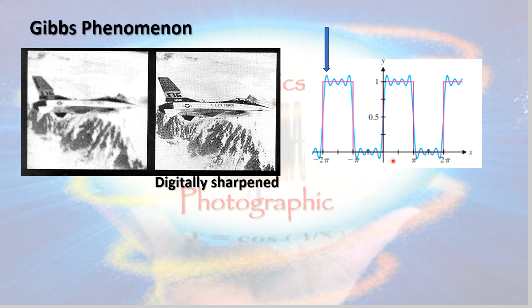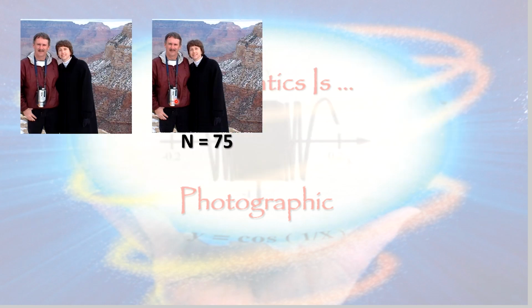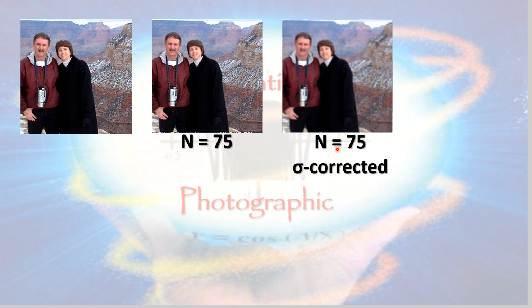Fortunately, there are modifications to the Fourier series that remove the Gibbs phenomenon. Here is the sigma-corrected series with 75 frequencies. Not as sharp as before, but no ghostly waves, and still highly compressed from the original image. So we can use mathematics to reduce storage requirements substantially.